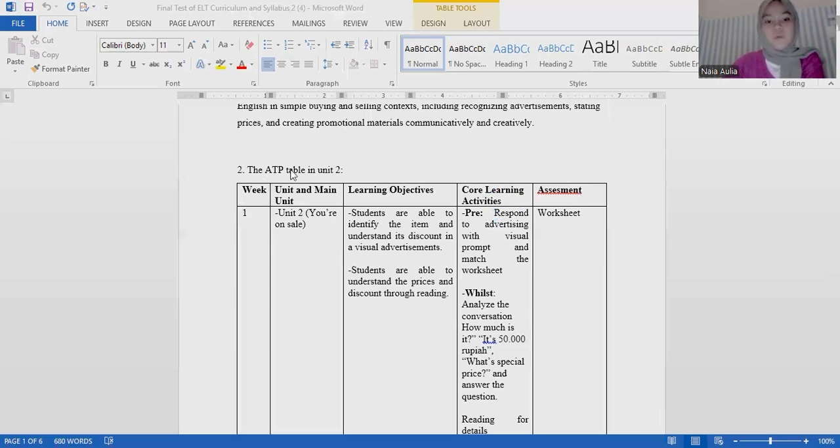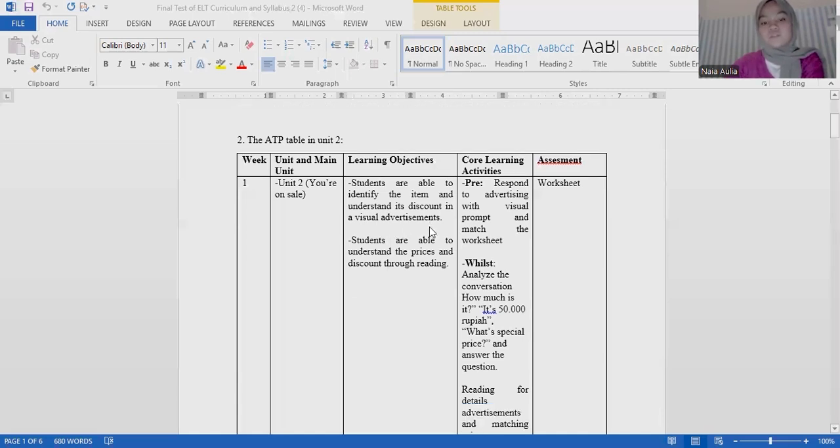Starting from week 1, from unit 2 "Your On Cell," my learning objective is that I want my students to be able to identify the item and understand its discount in visual advertisements, and to understand the price and discount through reading.